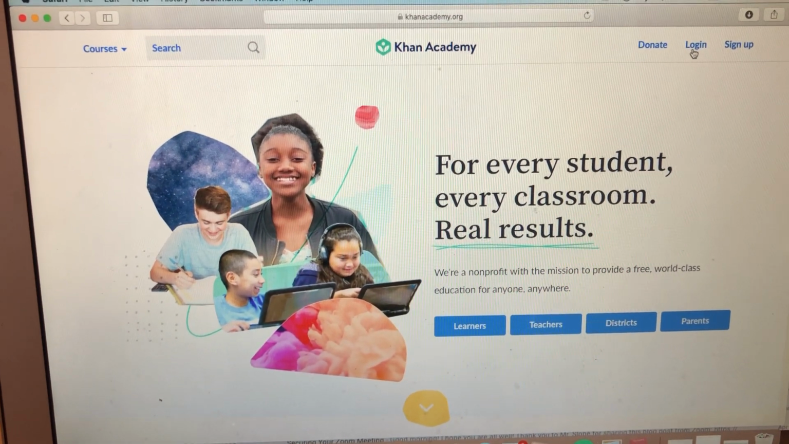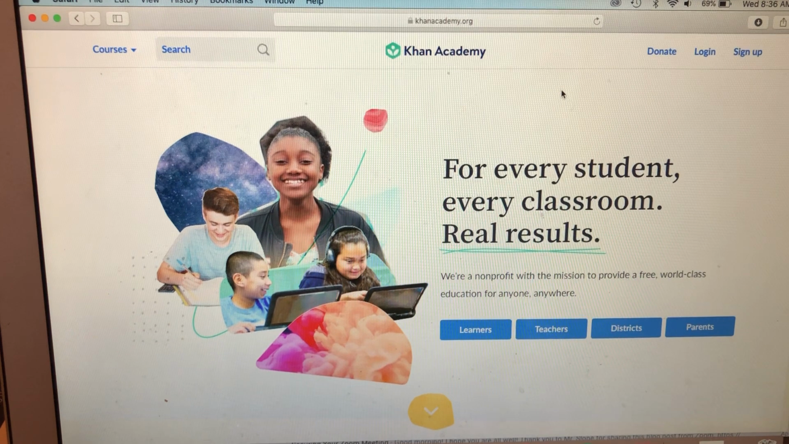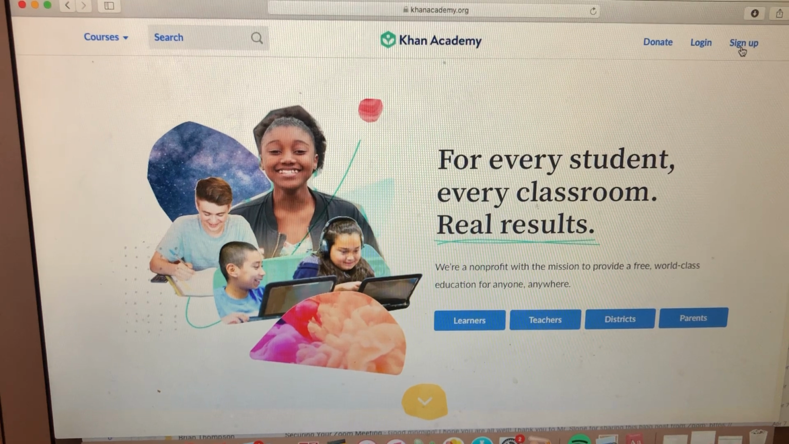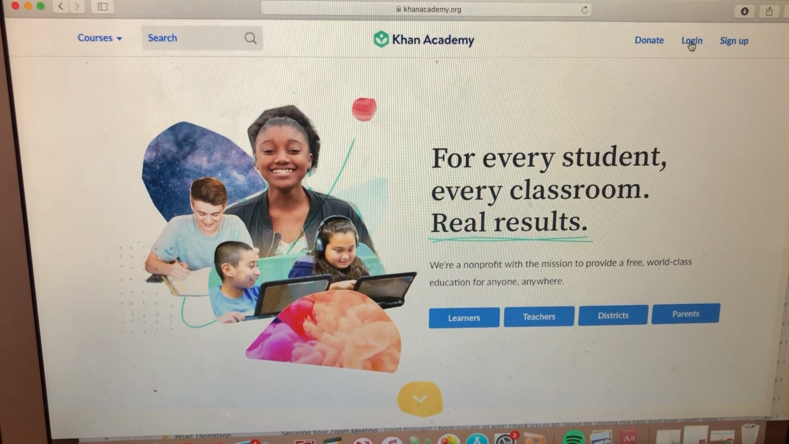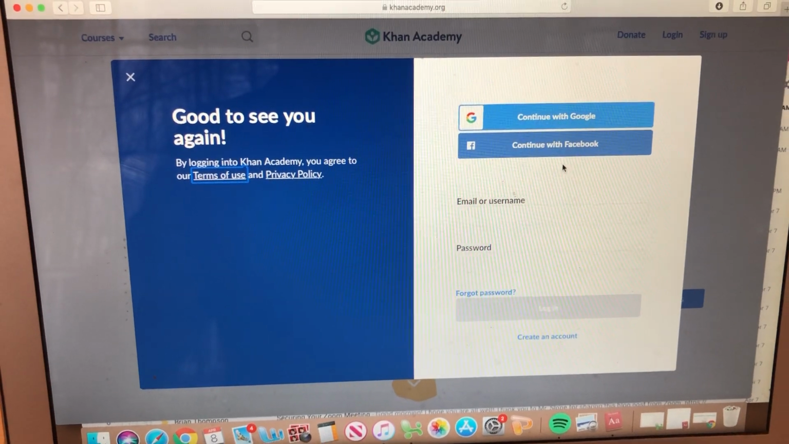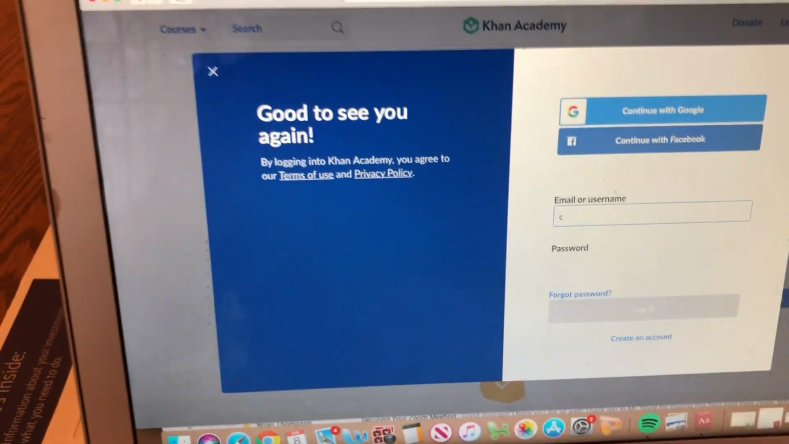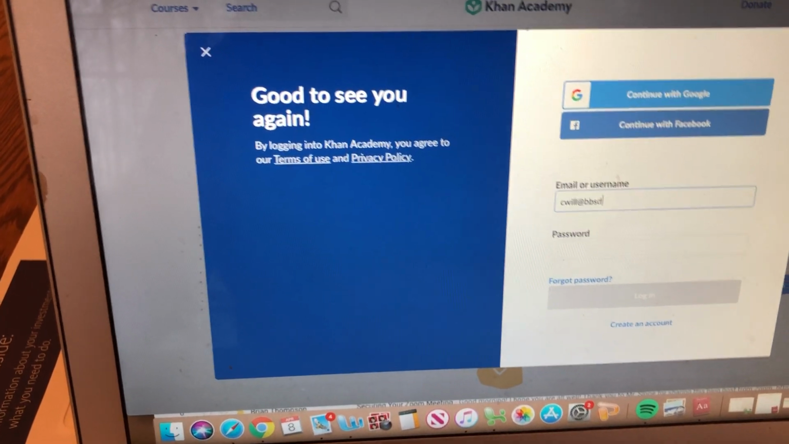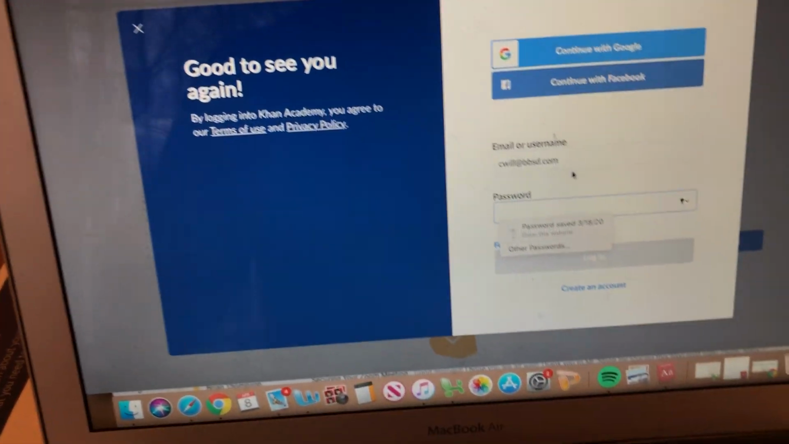So step number one, of course, is to get to Khan Academy. It's khanacademy.org. Once you're here, you should have a login already. If you are one of those individuals who has not yet gotten in, you may need to sign up. If you do sign up with your Google account, I'm going to log in, and you should probably be able to continue with Google. I am not going to be able to do that because I did not sign up with my Google account. All right.